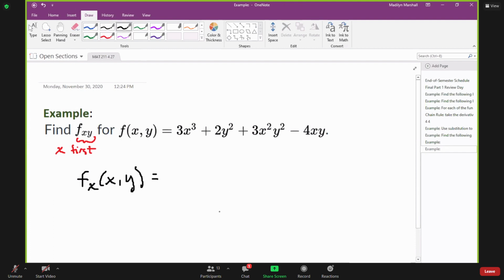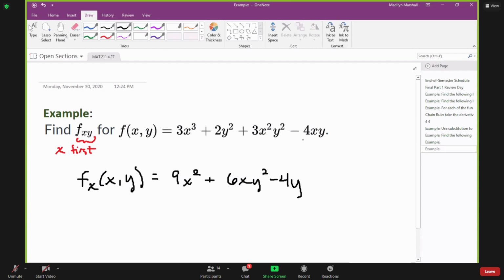So here we're going to again do the partial derivative with respect to x. What will we get there? Nine x squared plus 6x times y squared minus 4y. Yes. Right.